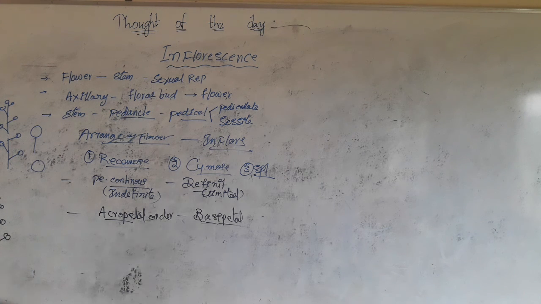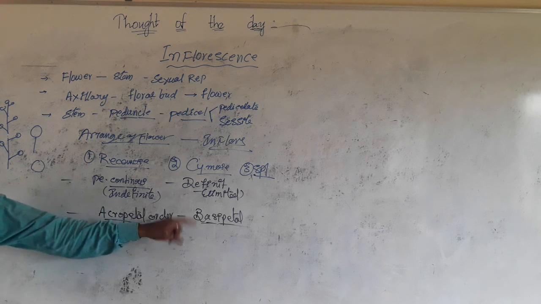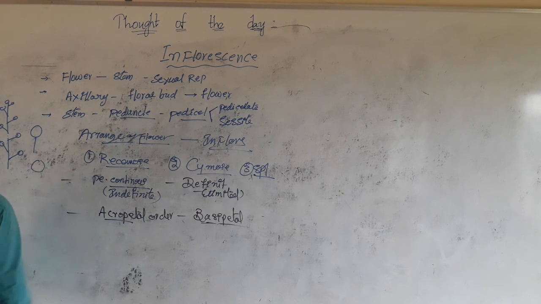What is the position of older flowers in acropetal manner? Acropetal order: present at the base of the petal. But what about the position in basipetal order? Present at the top of the inflorescence. That is the position of older flowers in acropetal and basipetal order.